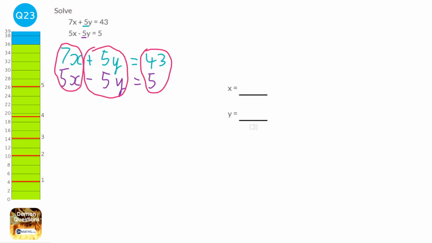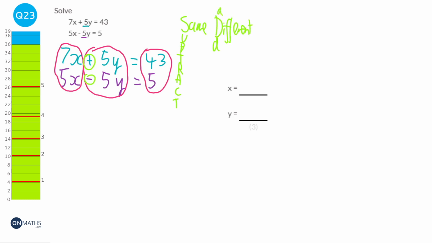Okay, now the thing we're looking at is the signs for the y's, because the coefficients of the y's are the same. No, they're not quite the same because obviously one's plus, one's negative, but if they're the same sign, then what we're going to do is we're going to subtract. If they're a different sign, we're going to add. So S in same is S in subtract, D in different is D in add. Now looking at the signs, they're different, one's plus, one's minus, so we are going to add.